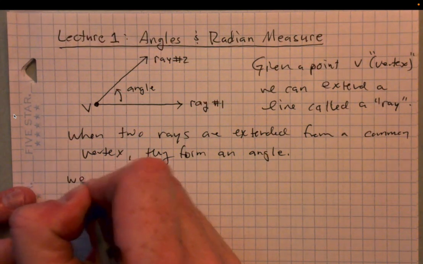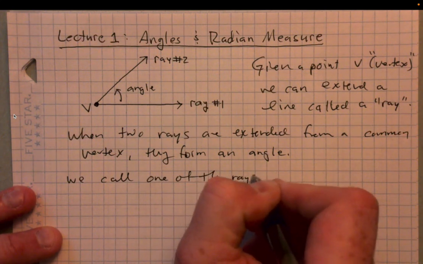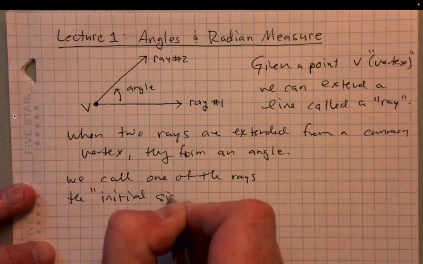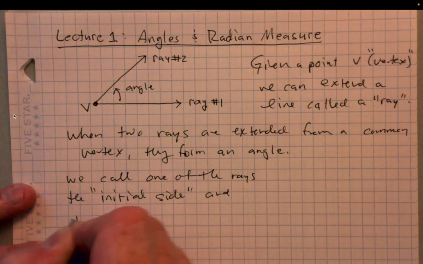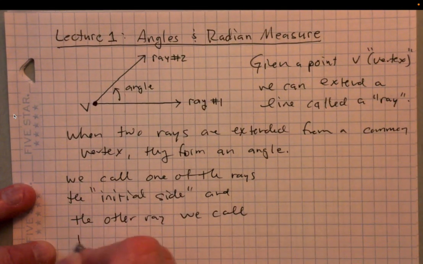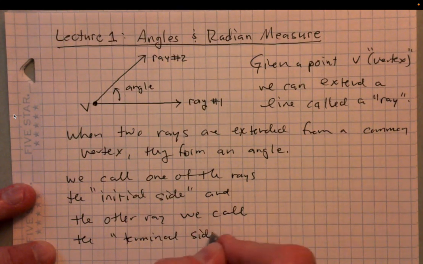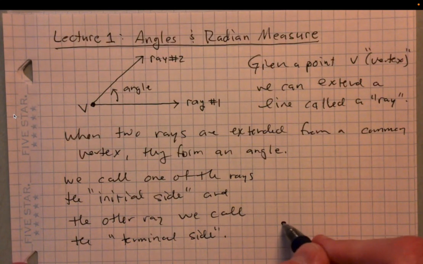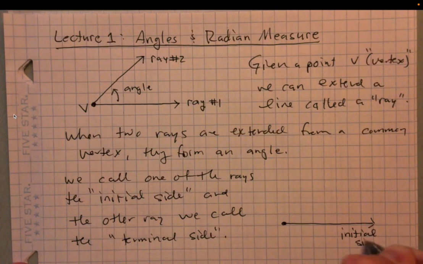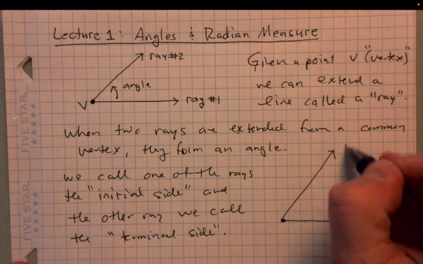Now we call one of the rays the initial side, and the other ray we call the terminal side. So if I say this is the initial side, then maybe this other ray up here is the terminal side.